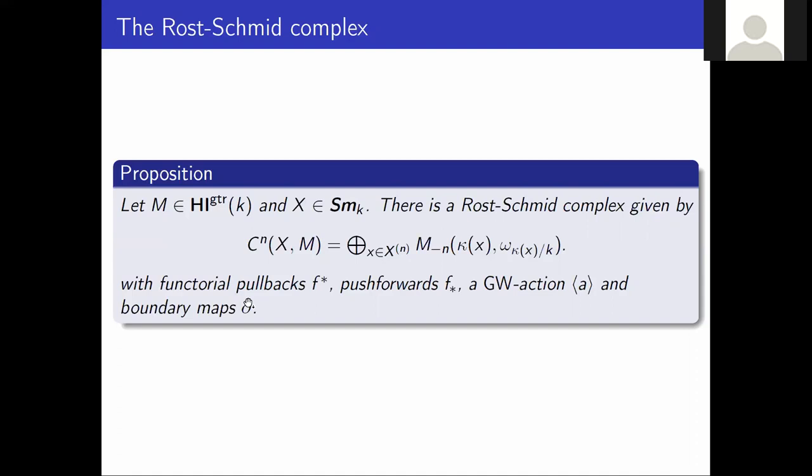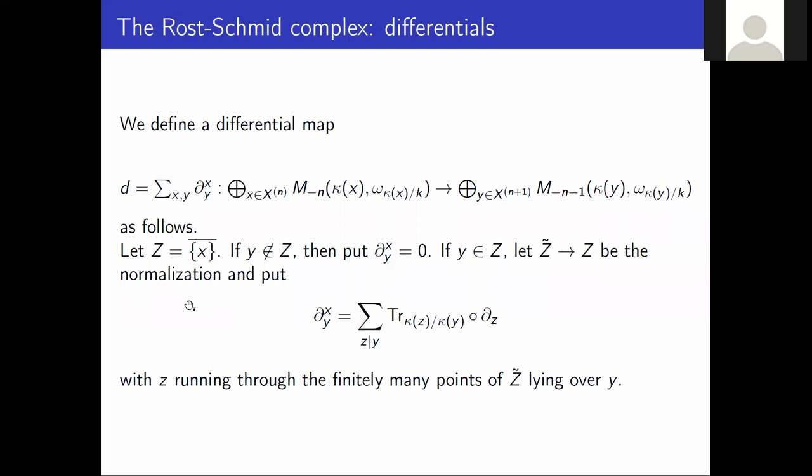So I'm going to detail just the definition of the differential maps. So I guess this is well known. This is the same definition that Morel gave for the usual Rost-Schmid complex, and this is also the same definition that Rost gave for cycle modules. The idea is that if you take two points, since by definition the complex is just a sum of terms, you define the differential term by term, and you can take the normalization in order to use the residue maps. The main idea is that you do need to use transfers if you want to have a well-defined differential.